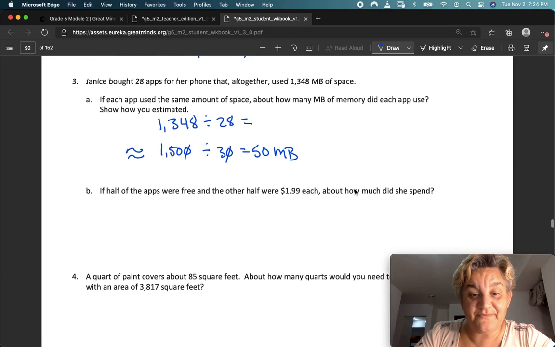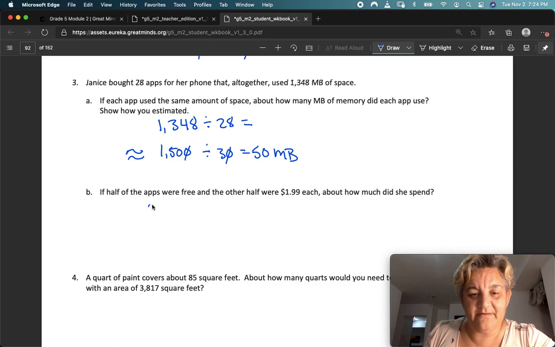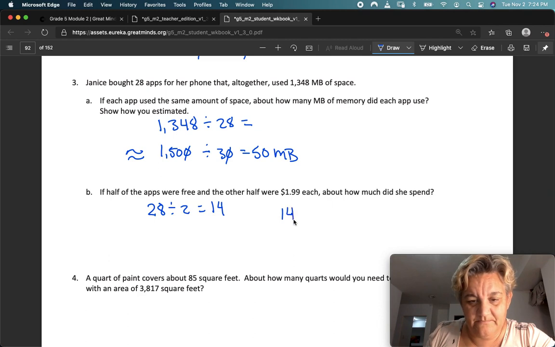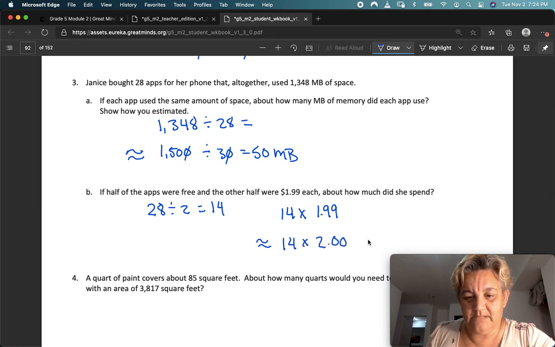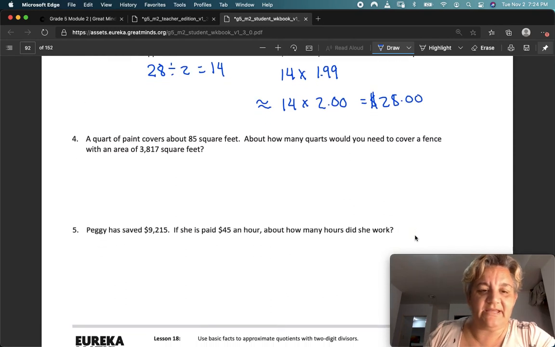B, if half of the apps were free and the other half were $1.99 each, about how much did she spend? So half of the apps, so we're going to divide that in half right away. And I can just do that in my head, that's 14. Okay, now 14 times $1.99, but I'm estimating, so I'm going to go 14 times $2, which equals $28. Okay, it's an estimate.